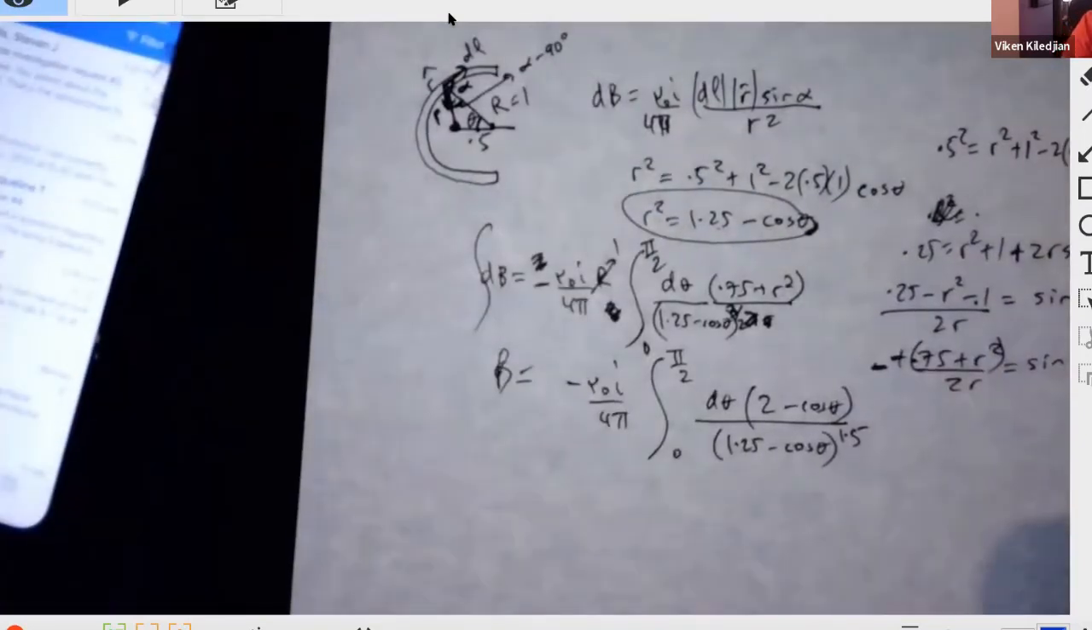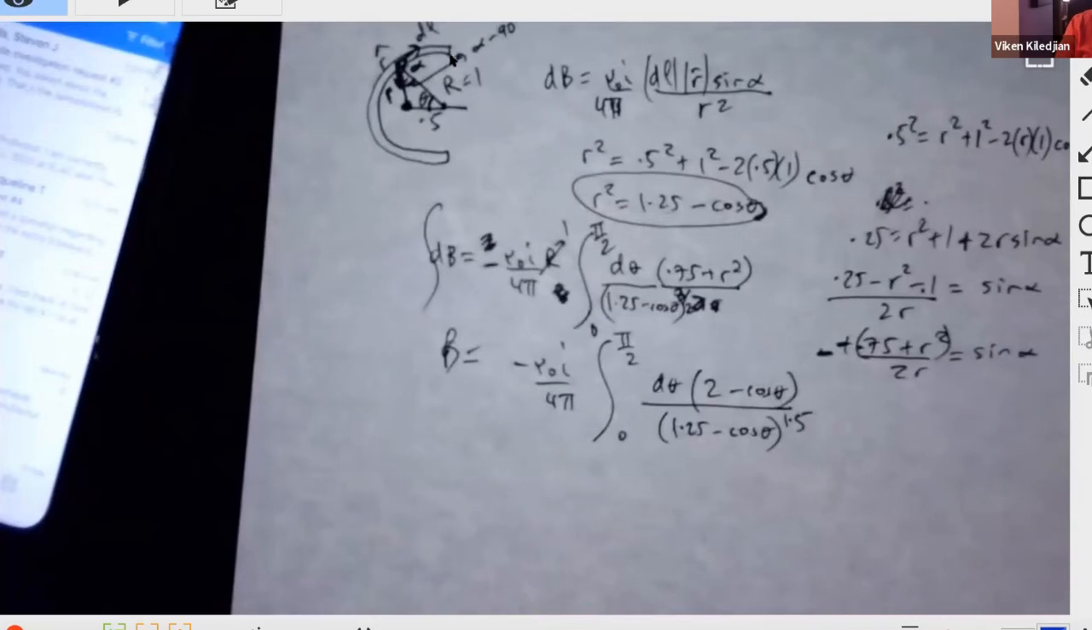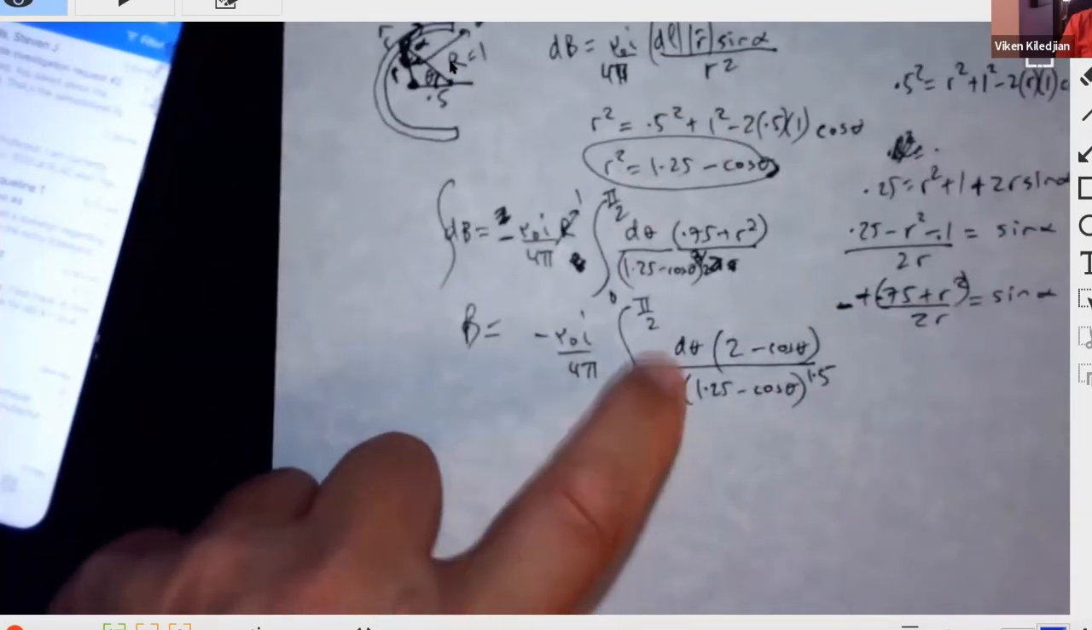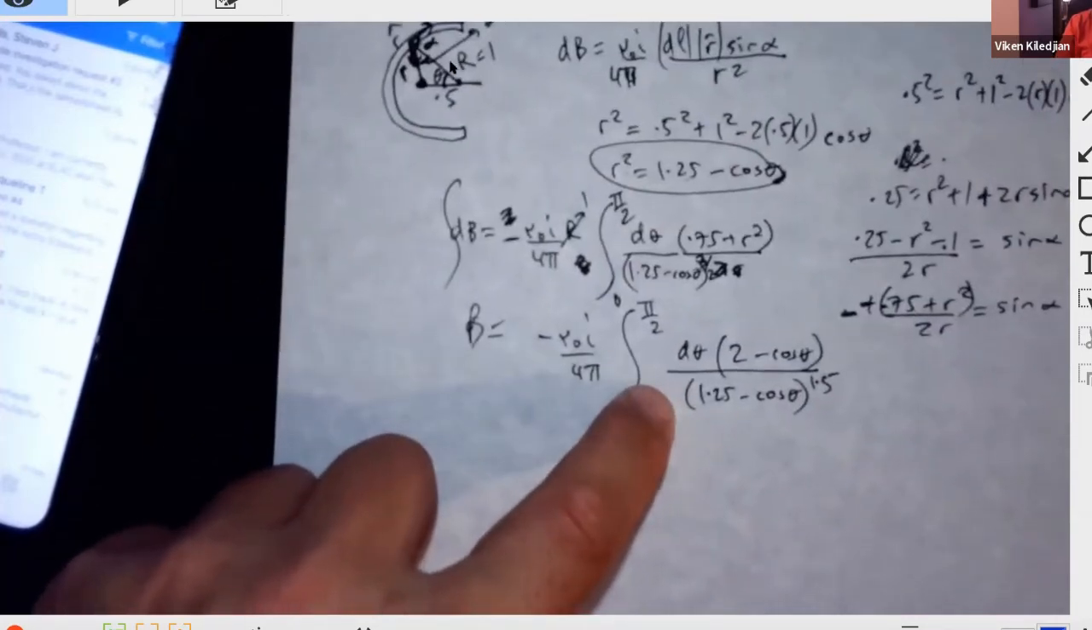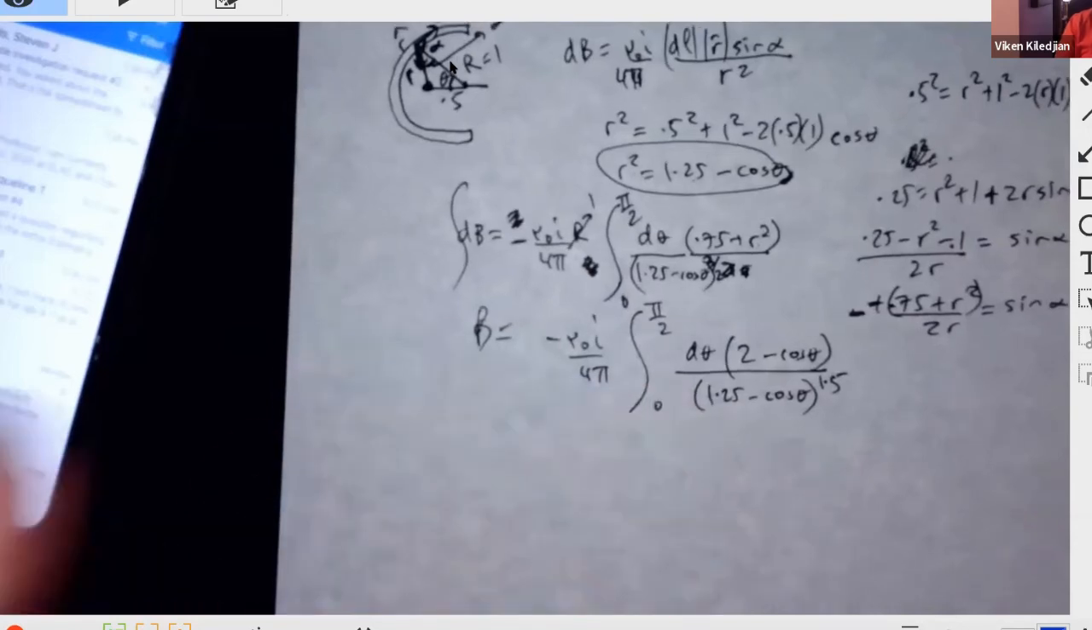Okay, so then let's do that integral. Let's see what's going to happen. What should happen? Should this magnetic field be stronger or weaker than the other half of the circle?